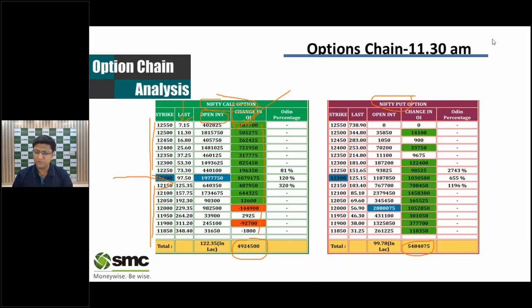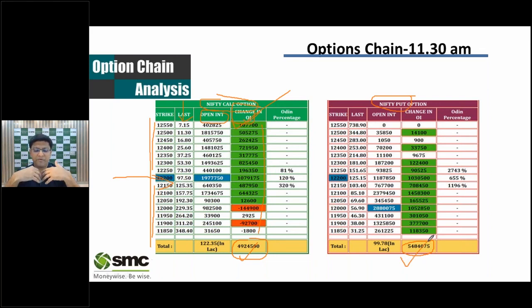Suppose this data is at 11:30. And normally this table or this data you should use after 10:30 only, because from 9:15 to 10:30 we need time to create the positions in the market. We need to see where most people are creating positions, then only we trade against the crowd. So from this data, the change in open interest in calls is 49 lakh and the change in open interest in puts is 54 lakh.